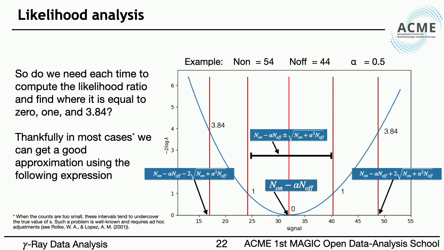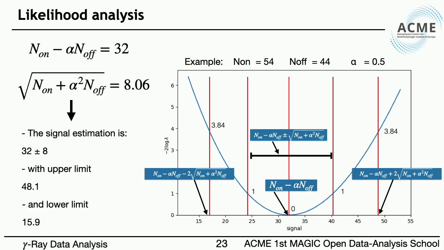And an important note is that when the counts are too small, this value tends to undercover the true value of S. And this is a well-known problem which requires ad hoc adjustment, but it's another topic that cannot be discussed right here. Okay, and with the example that we were considering, this will be our final estimation for the counts of gamma rays. So our estimation will be 32 plus minus 8 with the following upper limit.